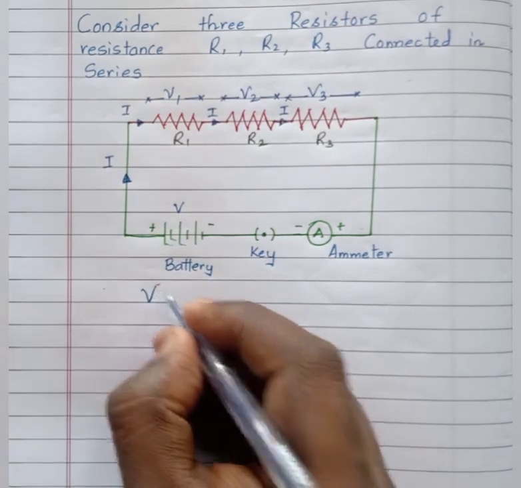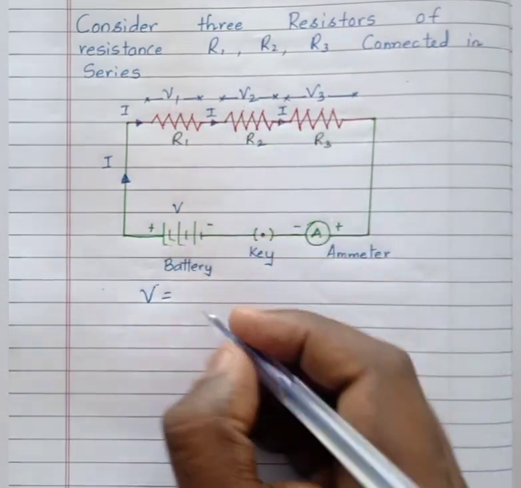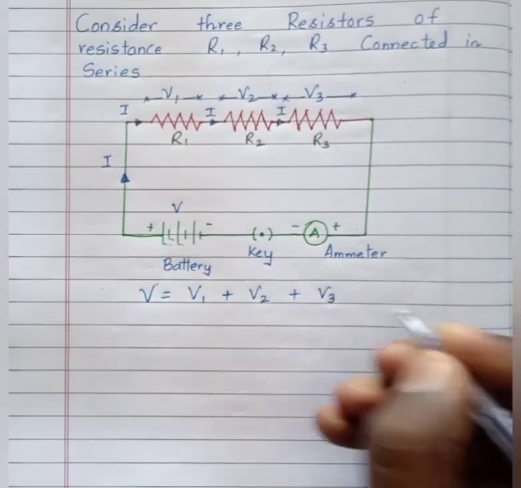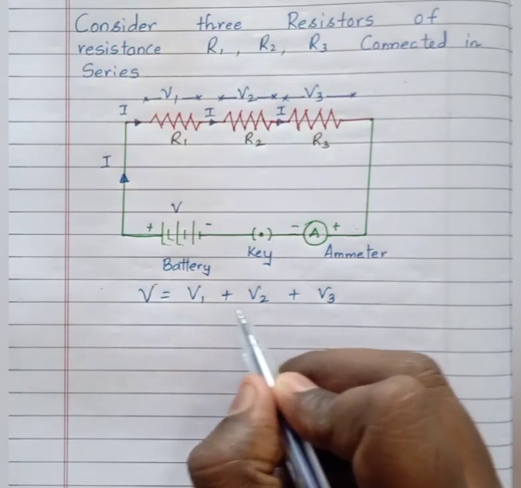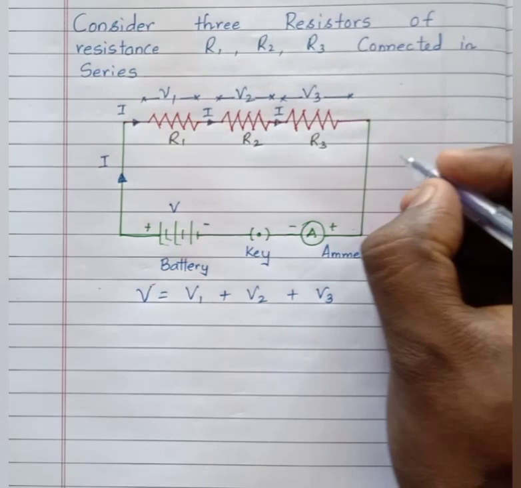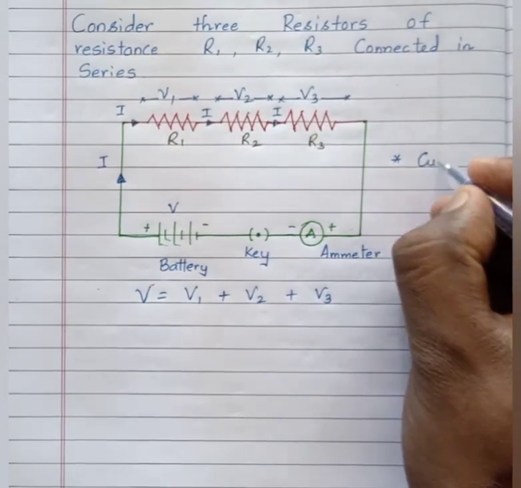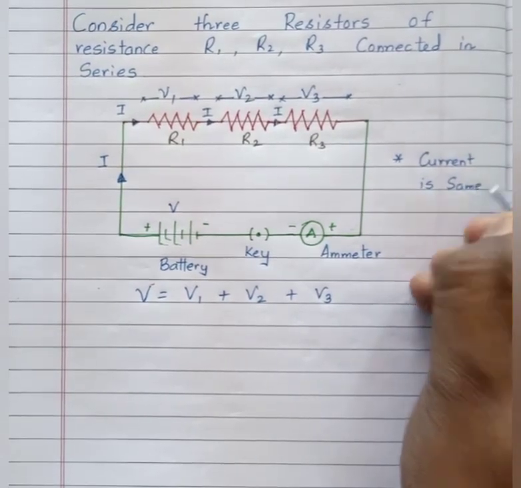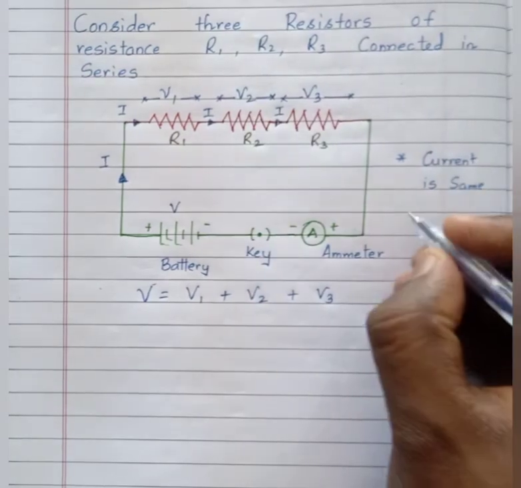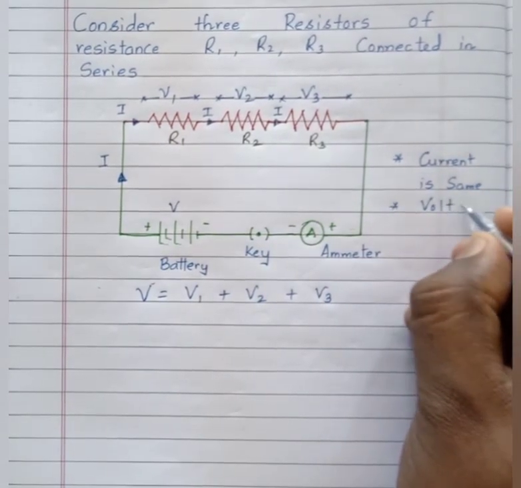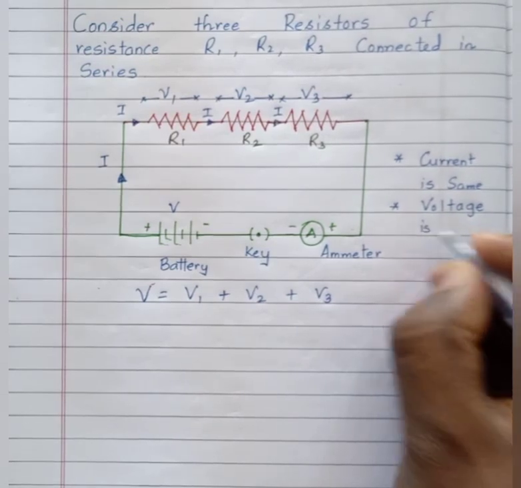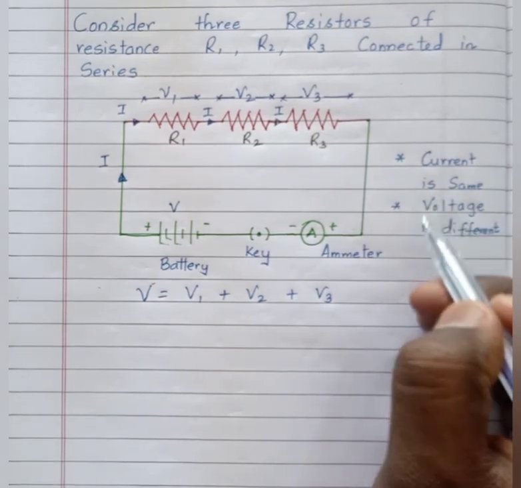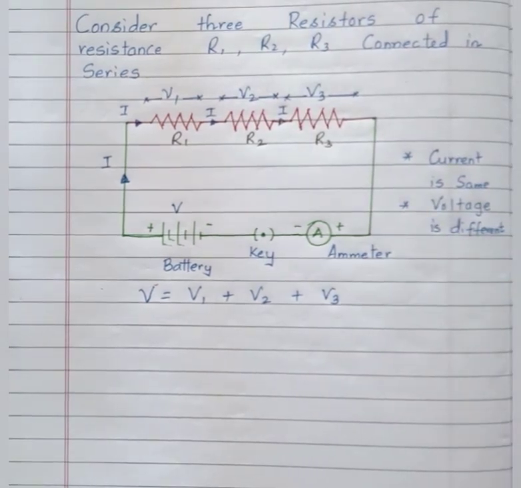Now, what is the total voltage? The total voltage V equals the sum of individual voltages, that is V1 plus V2 plus V3. Now in series circuit, the current is same across all the 3 resistors. The current I remains same, whereas the voltage is divided into V1, V2 and V3. That is, voltage is different across each resistor.